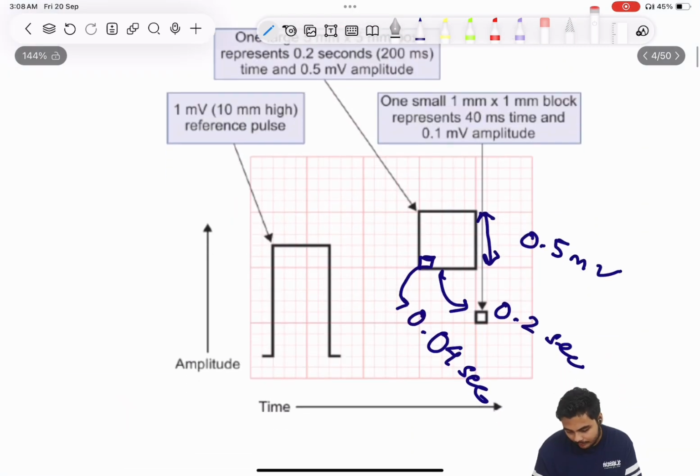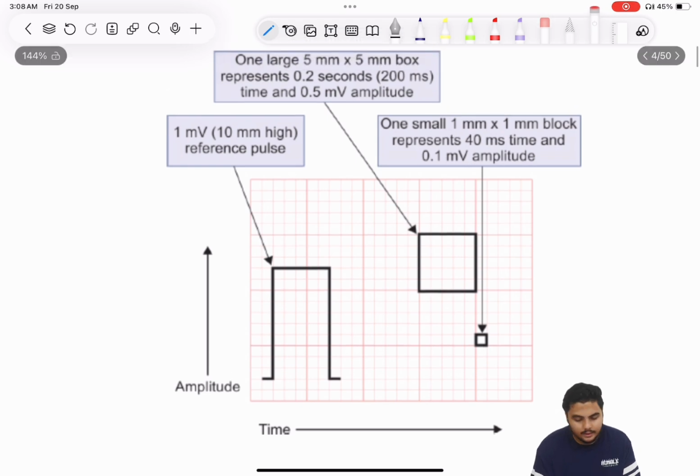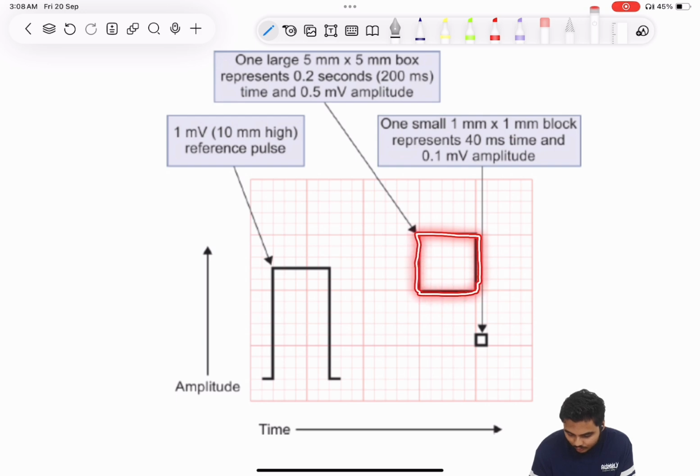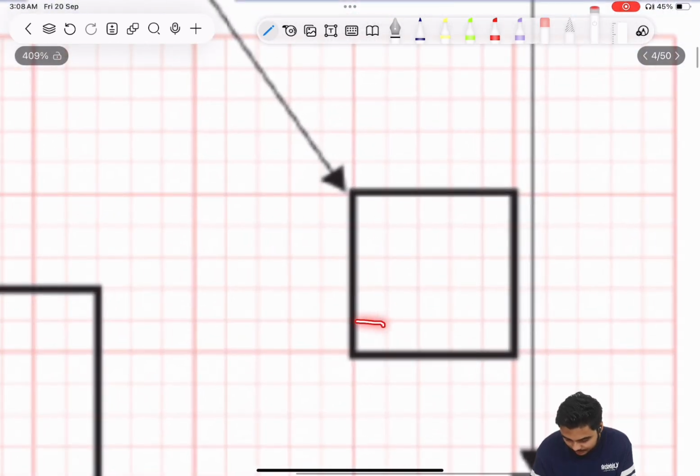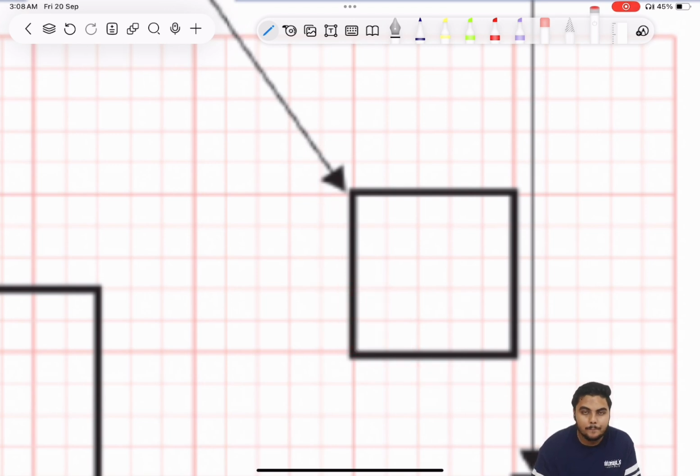So this is what the graph paper actually looks like, right? So if you see here, the graph has one large square. The one that I marked just right now is a large square. And within each large square, you can see there are 25 small squares like this, right? 5 horizontally and 5 vertically, right? So in a large square, there are 25 small squares.